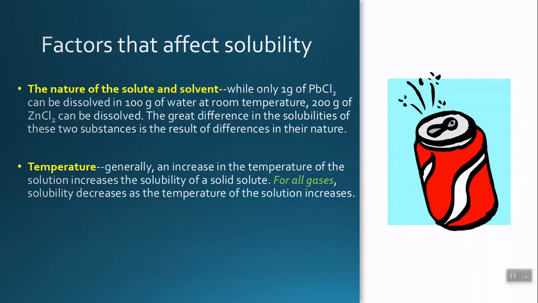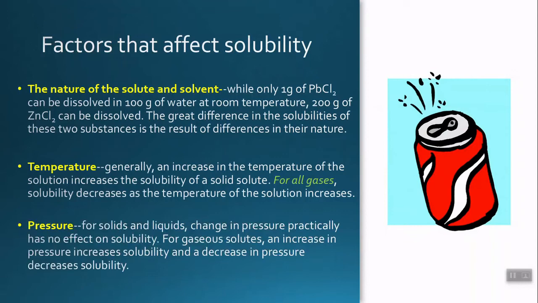So what happened? When the temperature goes up, the gas is actually escaping from the liquid, or it's escaping from the solution. So that's the reason why your soda can goes flat, and that's the reason why we want soda in a fridge. The third factor that affects solubility is pressure.